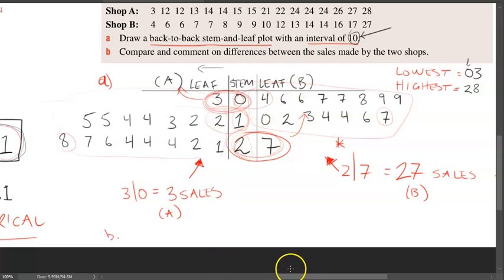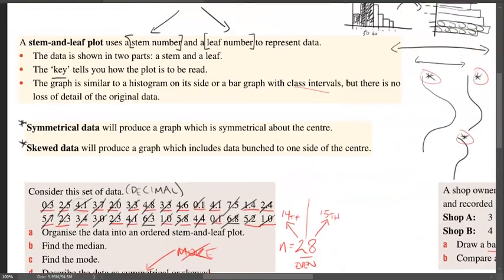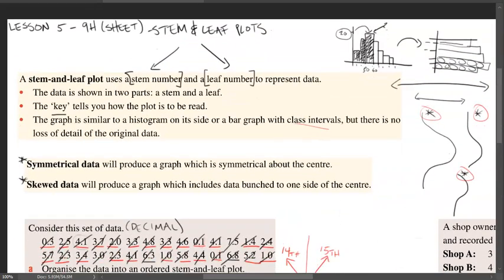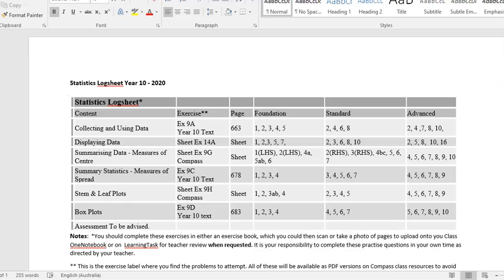And that concludes this lesson of stem and leaf plots, lesson 5. Go ahead and download the 9H sheet. The questions that you'll be doing here, depending on what skill set, can be found here. Go ahead and attempt these questions. And the last video will be about box plots, which will be in the next video.